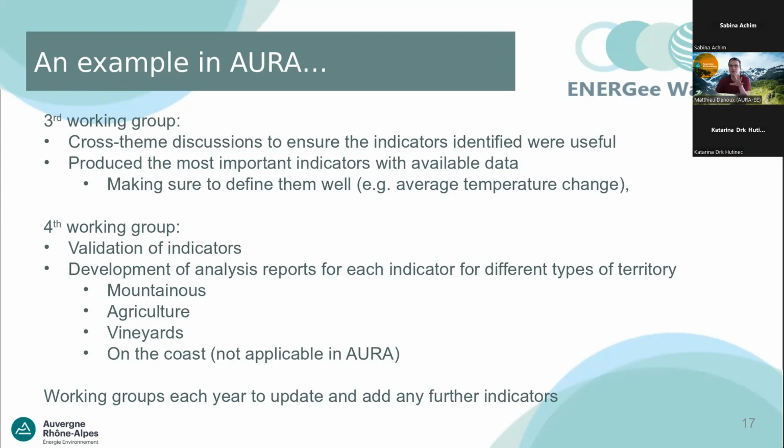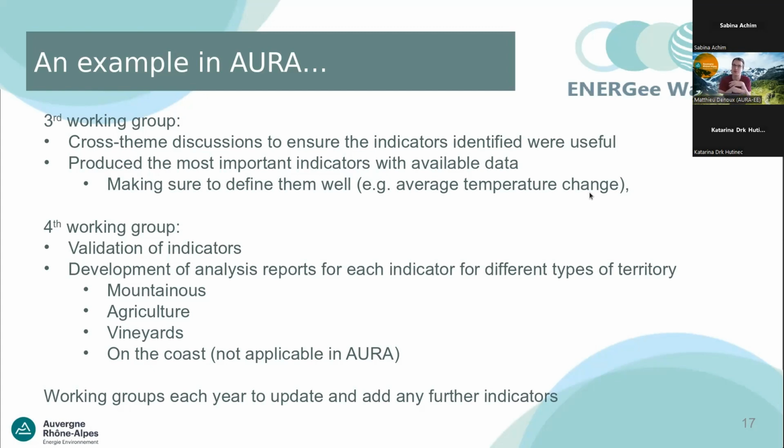So we reduced once again the list of indicators that we wanted to include and share, and we used available data to produce the most important indicators, which had the greatest priority. Of course, at this moment, it's very important to make sure that you define the indicators that you are producing very well. For example, if I talk about average temperature change, I need to say which temperature I'm referring to.